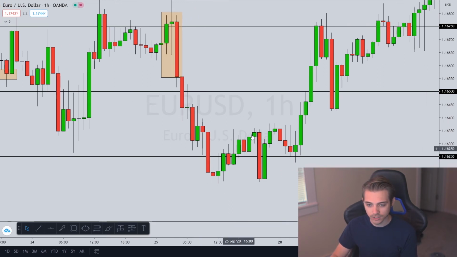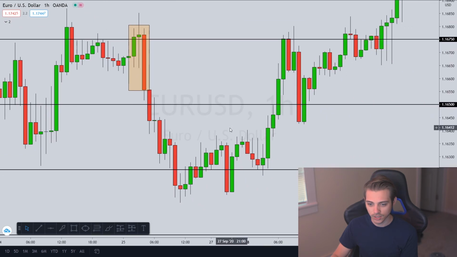but it does show that we are starting to form an uptrend and possibly break structure because we were producing lower lows and lower highs. And now we can see that we're producing higher highs and higher lows.